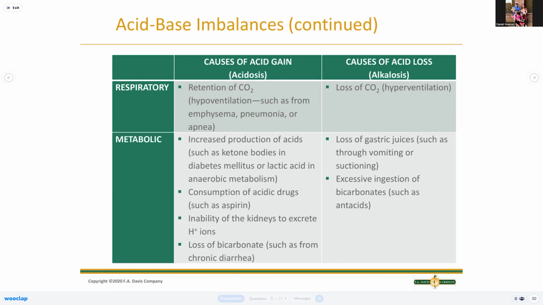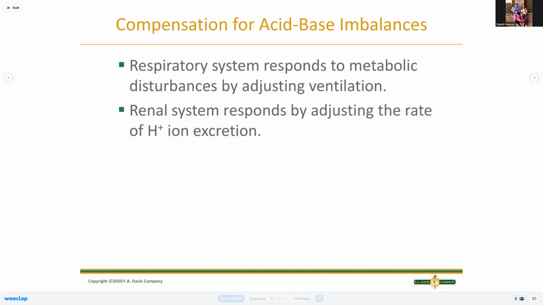I know it's a lot of information I just hit you with right there. And again, balance and compensation. Chemical buffers gets past that. Respiratory tries to respond. Okay. And these are just telling us that one other system.